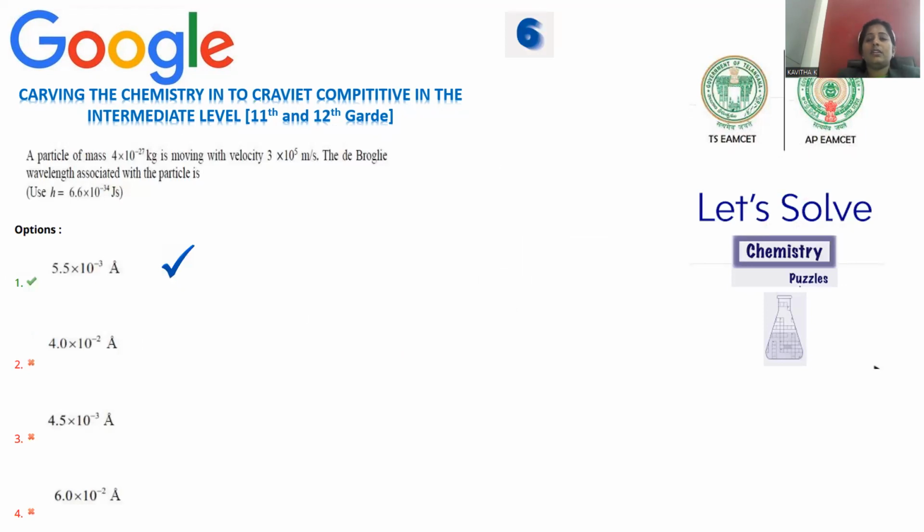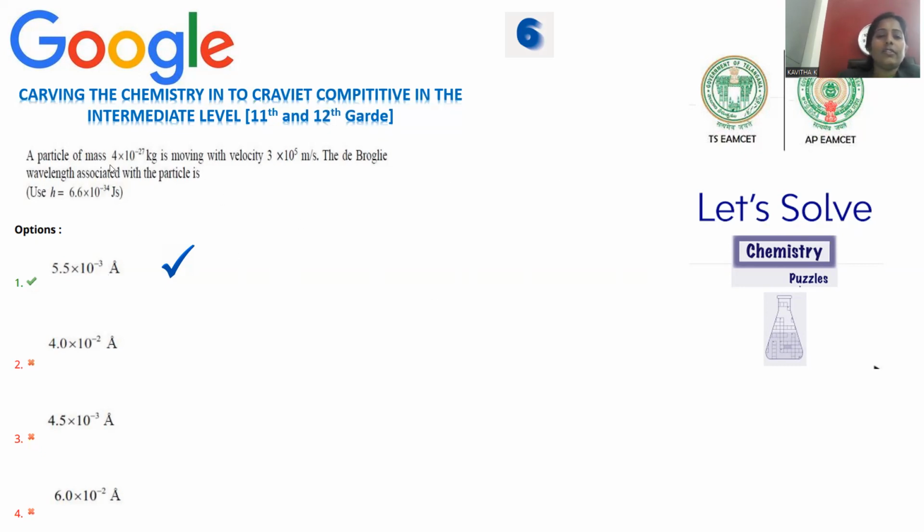This is another question, we can say the last question of the session, and it is from the problem-solving session collected from atomic structure. A particle of mass 4 into 10 to the power minus 27 kilograms is moving with the velocity 3 into 10 to the power 5 meter per second. The de Broglie wavelength associated with the particle is. So this is a question related to the de Broglie equation, and the Planck constant value is provided, that is the standard value 6.6 into 10 to the power minus 34 joule second.